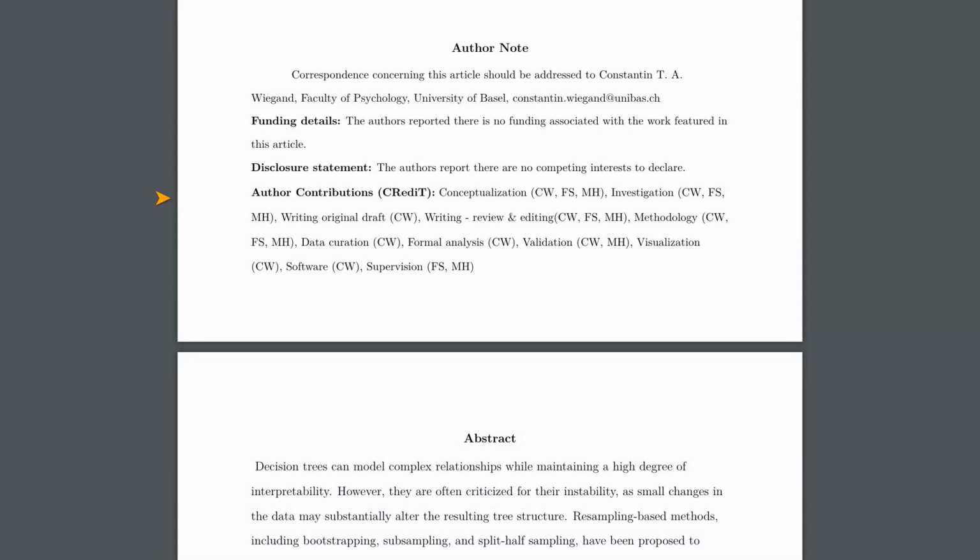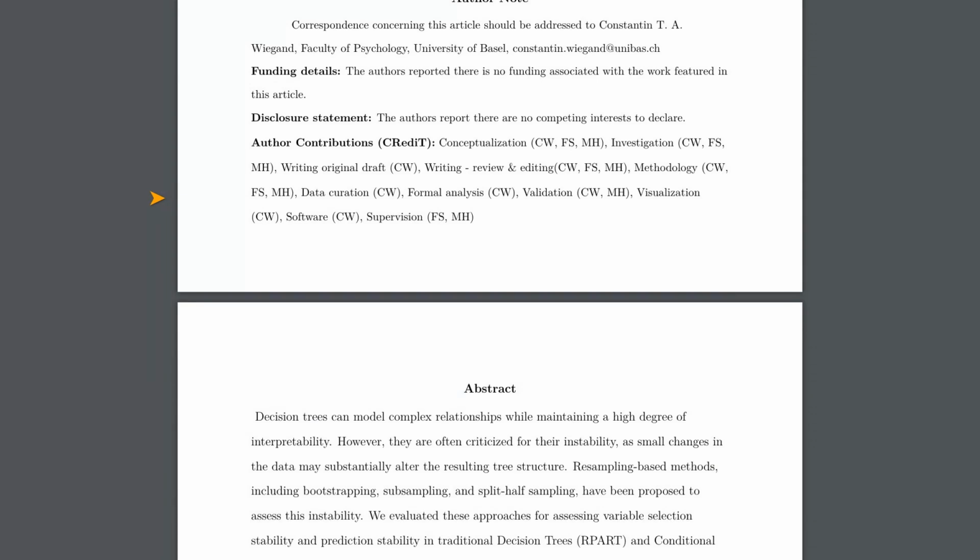The researchers specifically looked at two main things: how stable the selection of important variables is, and how stable the actual predictions are. They tested this on two popular types of decision trees called RPART and CTREE. RPART is a classic. CTREE is a bit more modern and tries to be fair in how it picks variables.